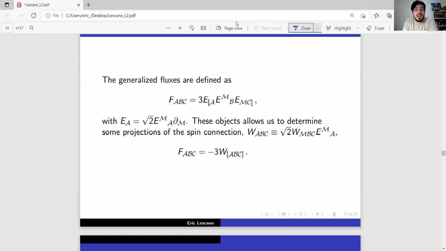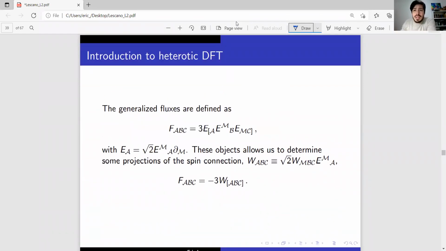So we have this object over here that is very, very interesting to us. These are the generalized fluxes. These generalized fluxes are very interesting to us because we are going to write our action, our Ricci scalar, in terms of this object. I have this combination over here, and this combination over here that determines the antisymmetric part of the spin connection. The antisymmetric part of the spin connection is fully determined in double field theory. We have extra combinations that are not fully determined, but the antisymmetric part is determined.